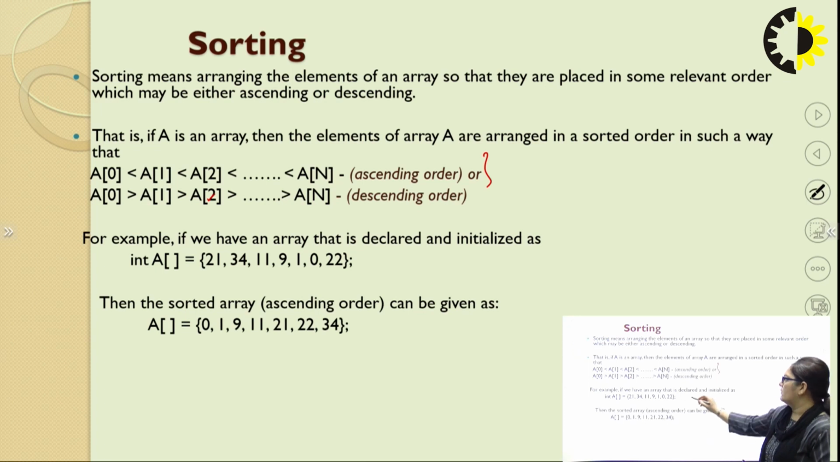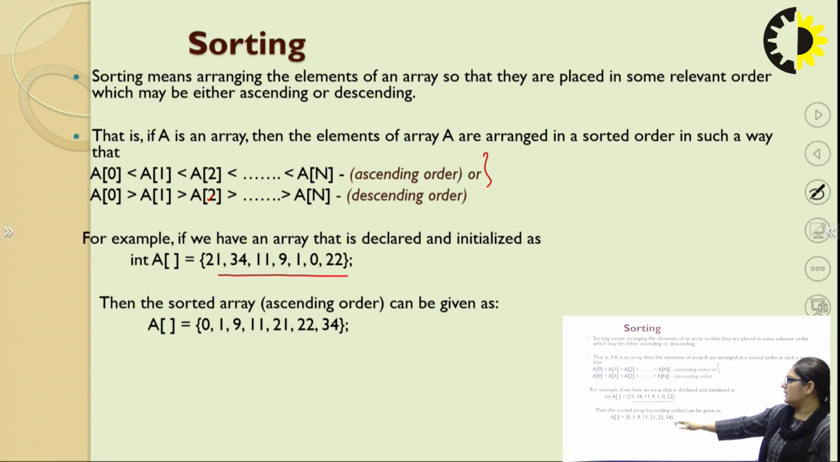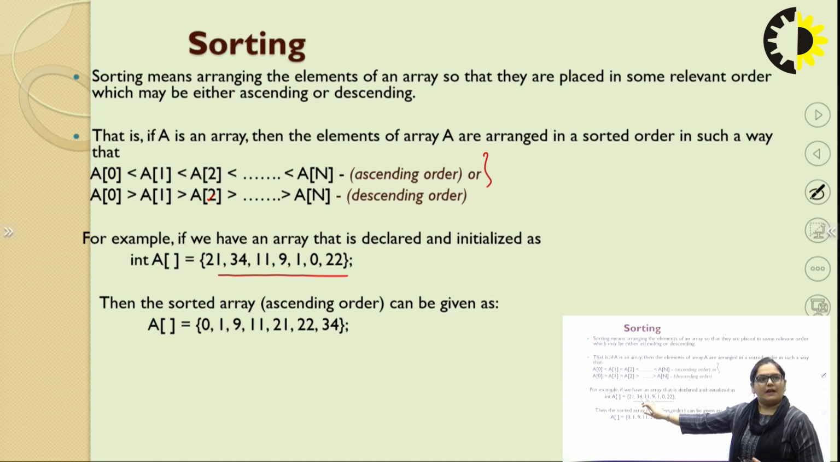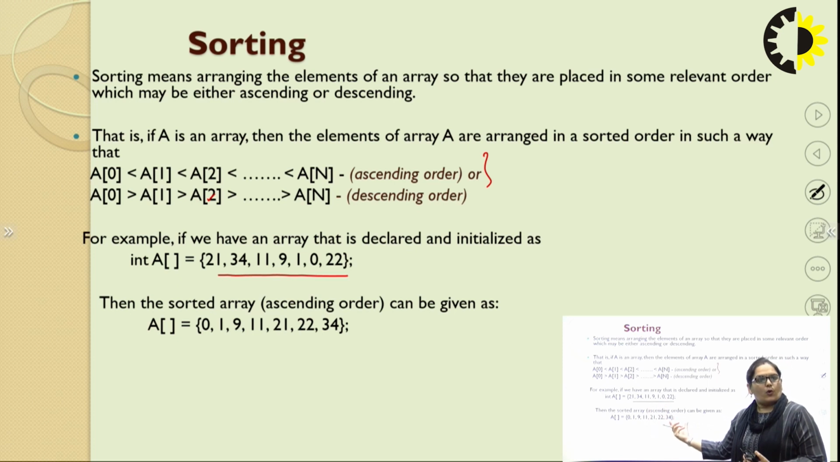If you are given an array A with elements in an unsorted way, that is 21, 34, 11, 9, 1, 0 and 22, it means you are given unsorted integer elements, and by using sorting algorithms or sorting techniques, you can arrange these elements in sorted order, either in ascending order or descending order.